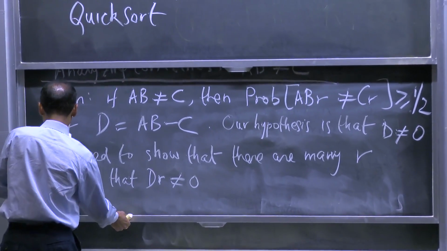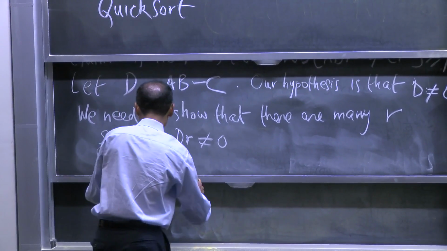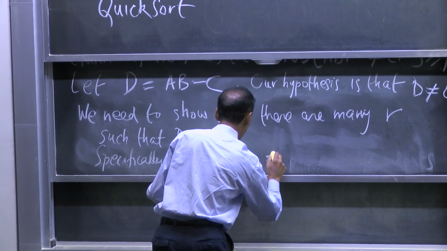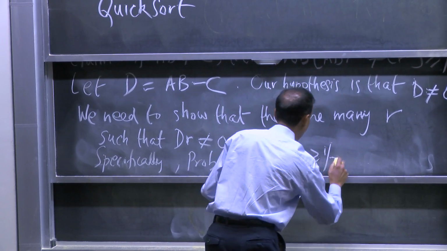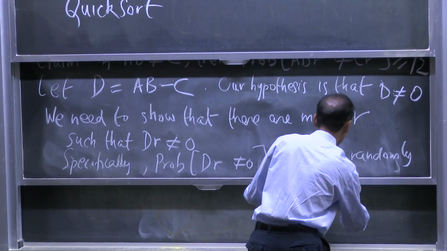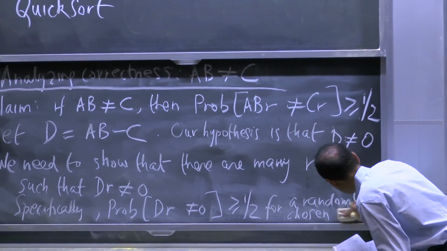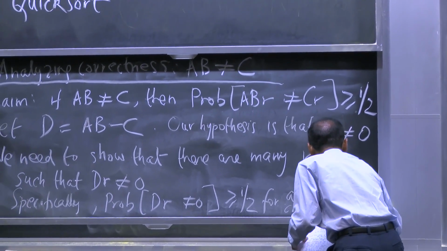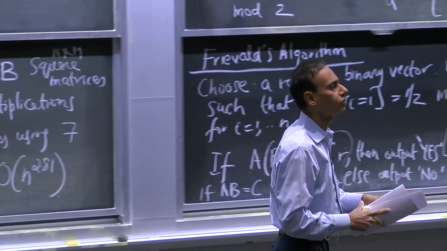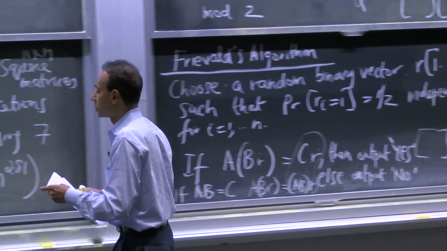So specifically, if you look at the claim and write it in terms of DR, we want to say that the probability of DR not equal to 0 is greater than or equal to half for a randomly chosen R. And so that's it. That's the setup that we have to show. We have to do a counting argument corresponding to these R vectors that are being generated randomly. So let's do that.